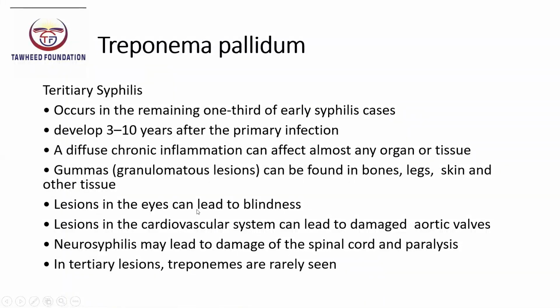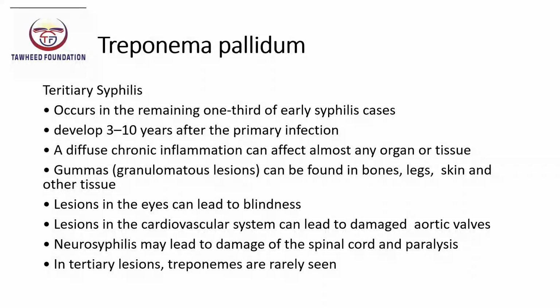Last is tertiary syphilis. Tertiary syphilis develops in about one third of untreated cases, usually 3 to 10 years after the initial infection. It is characterized by chronic inflammation that can affect virtually any organ. The hallmark lesions are the gummas. Here, as you can see, gummas are granulomatous lesions that may appear in the skin, bones, or other tissues.